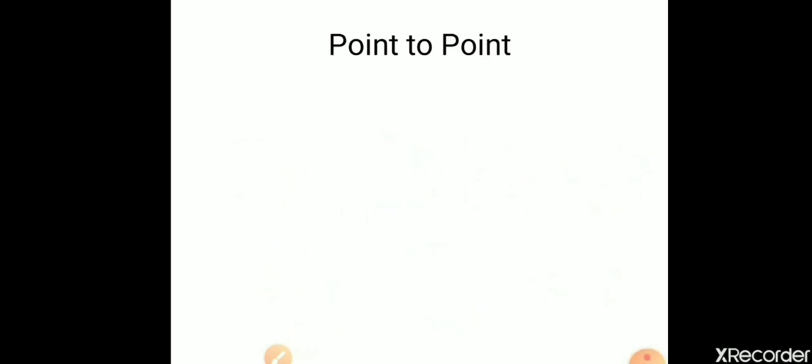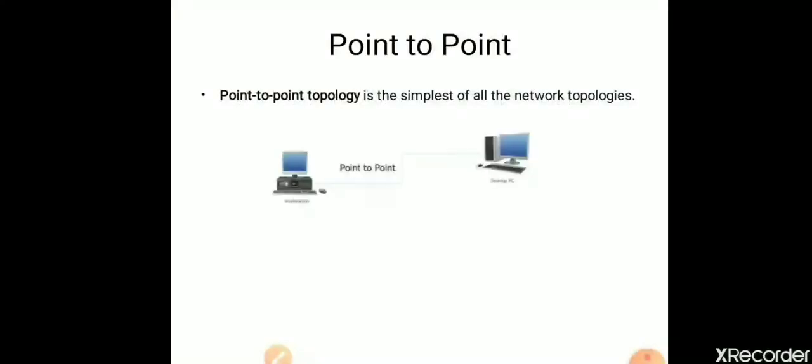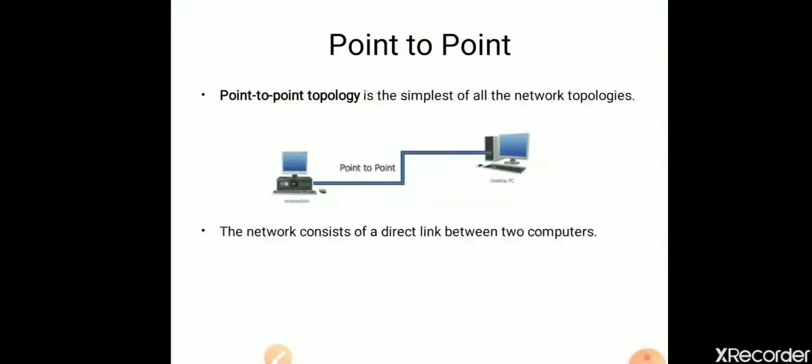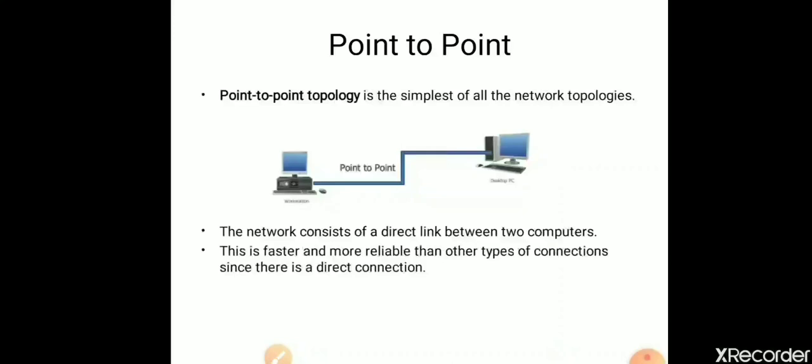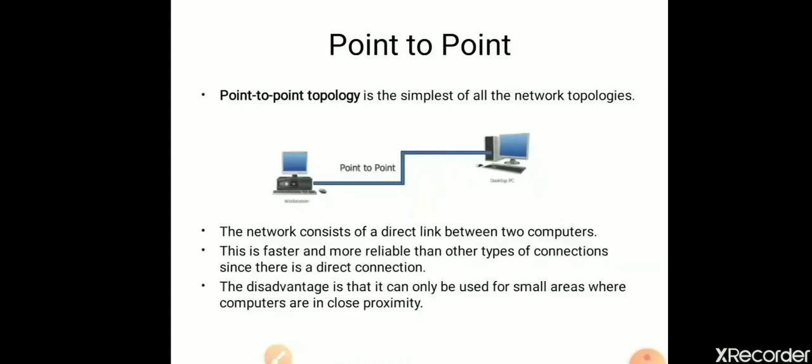Now, moving on to the first one, that is the simplest one, point-to-point topology. Point-to-point topology, as I said, is the simplest of all the network topologies. It has a direct link between one system and another, and this is faster and more reliable than other types of connections since we are having a direct connection. The main disadvantage of this particular topology is that it can only be used for small areas where computers are in close proximity.